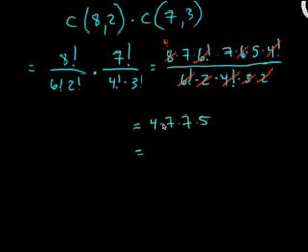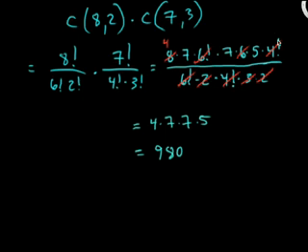What's that going to be? 4 times 5 is 20. 7 times 7 is 49. So that's 49 times 20, which is 980. Let me just verify. 4 times 7 times 7 times 5, and yeah, 980 is correct.